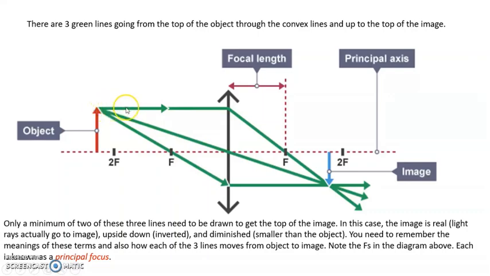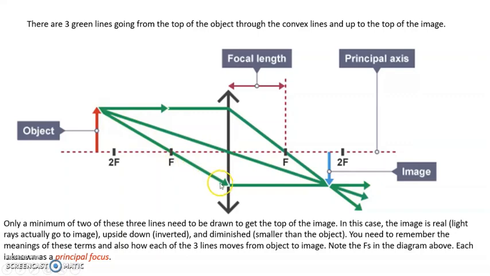We've got this one here which moves straight, and then it bends when it reaches the convex lens. It'll bend and travel through this F point here, and then come down. Then we've got the second line, this one here, which travels through what we call the optical center. This one goes straight. It is not refracted.